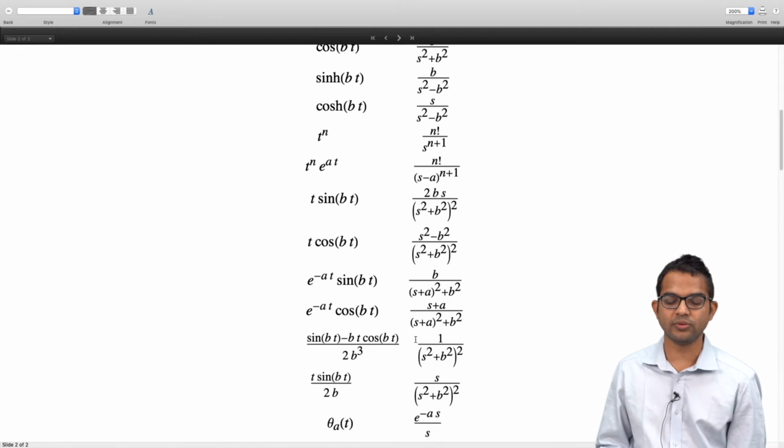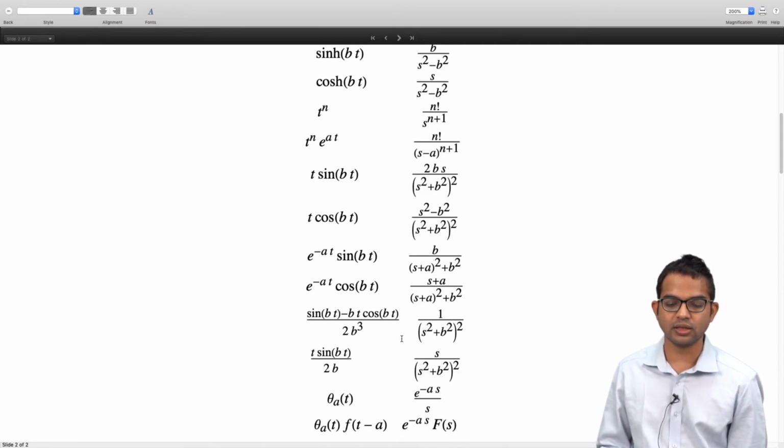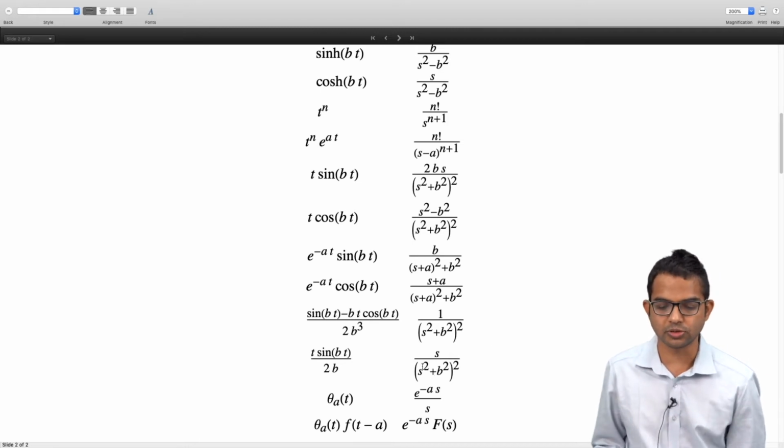Oftentimes this is what we work with, and then these exponentials also come in. Exponentials, you can try to tweak it and introduce special kinds of exponentials of this kind using the Heaviside step function. So t times sine of bt divided by 2b is very similar to one of these earlier ones. We already saw that 2b t times sine of bt has Laplace transform 2bs over s squared plus b squared the whole squared. So indeed t times sine of bt divided by 2b will have the Laplace transform s over s squared plus b squared the whole squared.